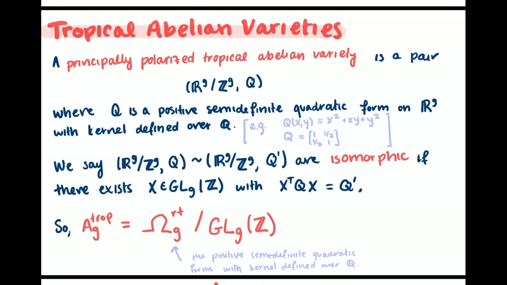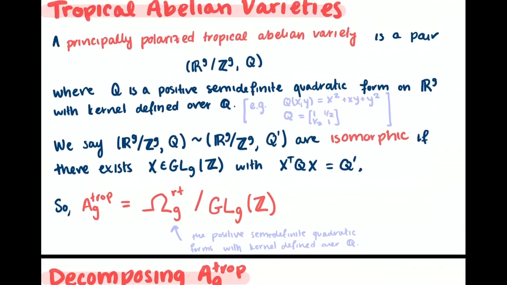So let's put all of these principally polarized tropical abelian varieties into a moduli space. Really, they only depend on this thing Q, which we can write as a symmetric matrix. And we know when they're isomorphic. We have a group action that tells us when two principally polarized tropical abelian varieties are isomorphic. So we're going to just take this space, Omega_g^rt, which is the space of positive semi-definite quadratic forms with kernel defined over Q. So all the possible matrices Q is this set, and we mod out by the action of GL_g(Z). And then that gives us this space, A_g^trop, whose points correspond to isomorphism classes of principally polarized tropical abelian varieties.